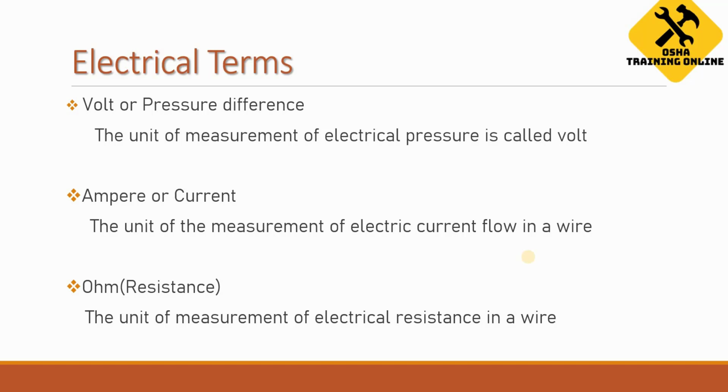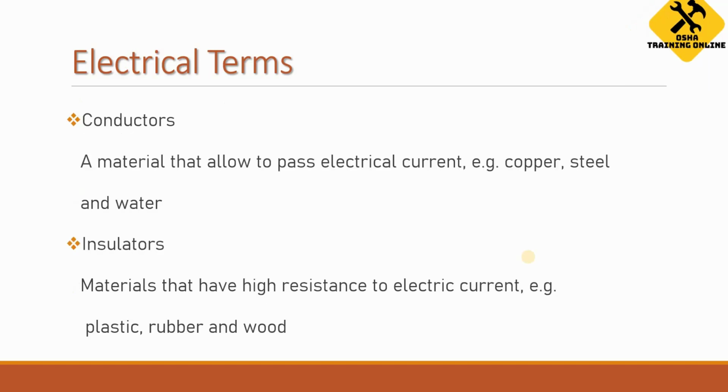Now what is ampere? The unit of measurement of electric current in a wire. When a current flows in a wire, it basically means that there is electricity in the wire, and it flows when there is a voltage difference from one point to another. So the unit of current is basically ampere. Next is resistance and its unit is ohm. The unit of measurement of electrical resistance in a wire is called ohm. When there is a resistance to the electric current in a wire, it is in the case of conductors and insulators as well.